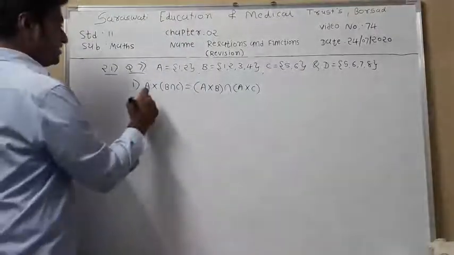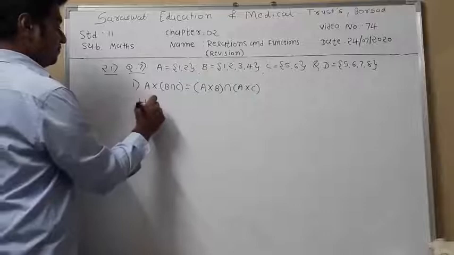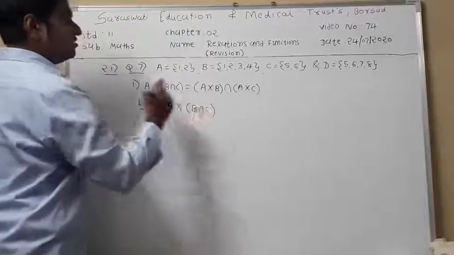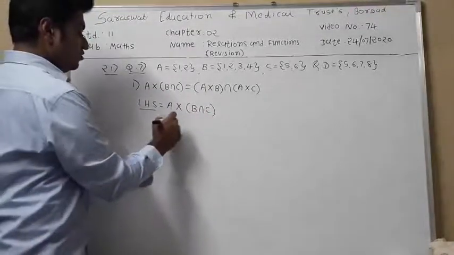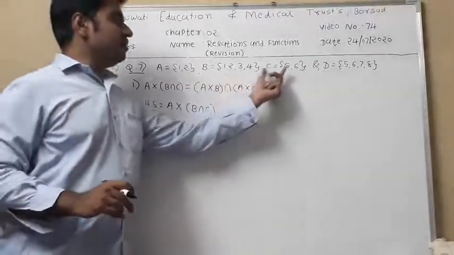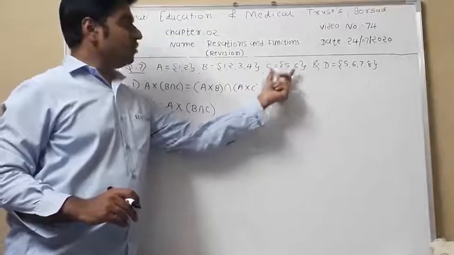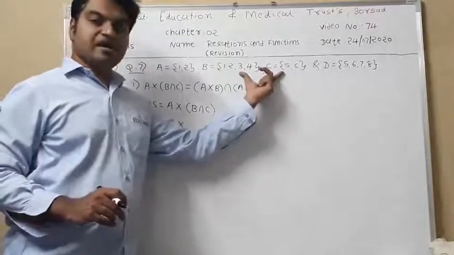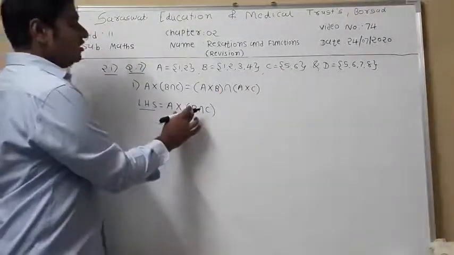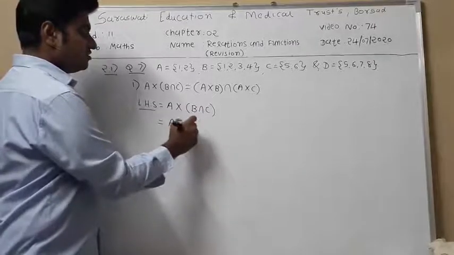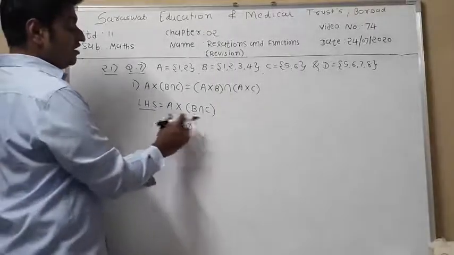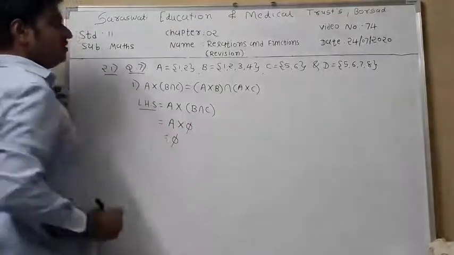Now in the LHS we have A × (B ∩ C). In set B and set C, which elements are common to both sets? No element is common to both sets. So in this situation B ∩ C is the null set, and the Cartesian product of A with the null set gives the null set.